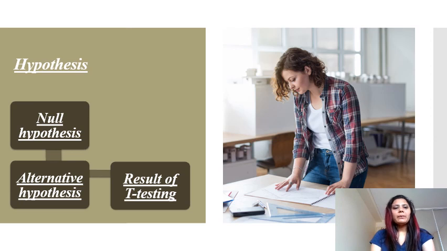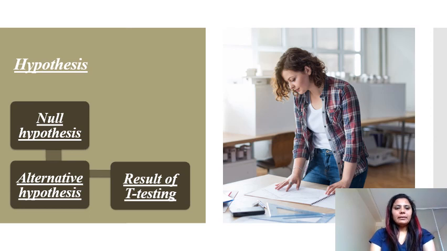Hypothesis test. Null hypothesis: the average cost of the product is 207.228. Alternative hypothesis: the average cost of the product is 214.49. Result of t-testing: the result supports the alternative hypothesis because the t-test result is negative. It means the t-test supports the condition of the alternative hypothesis, which is that the average cost of the product is 214.49.